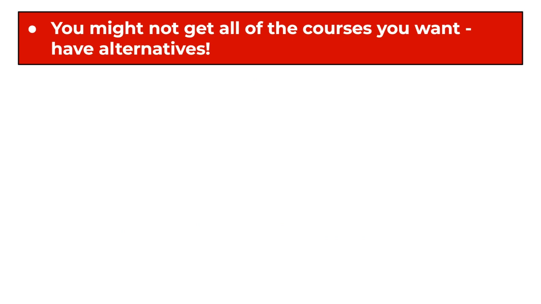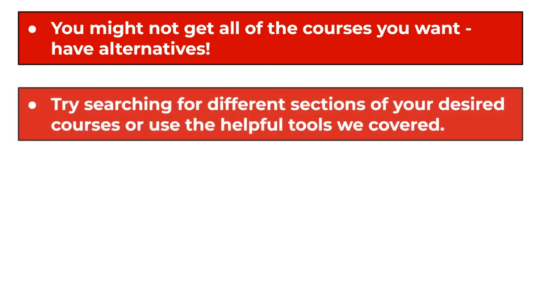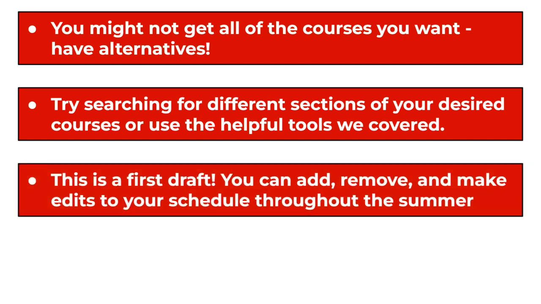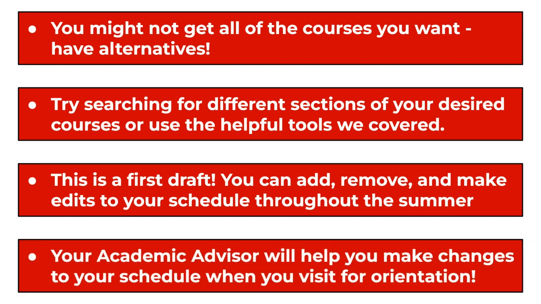As mentioned previously, you should list some alternative courses when planning for enrollment in case you do not get a desired class. If you do not get your first choice class, please do not panic. Try to find a different section of the course or use any of the helpful tools mentioned previously to help you find those alternative options. And remember, this is just a first draft. After June 1st, you will be able to add, remove, and change courses all throughout the summer. Lastly, your academic advisor will be here to help you make any changes to your schedule when you visit for orientation.